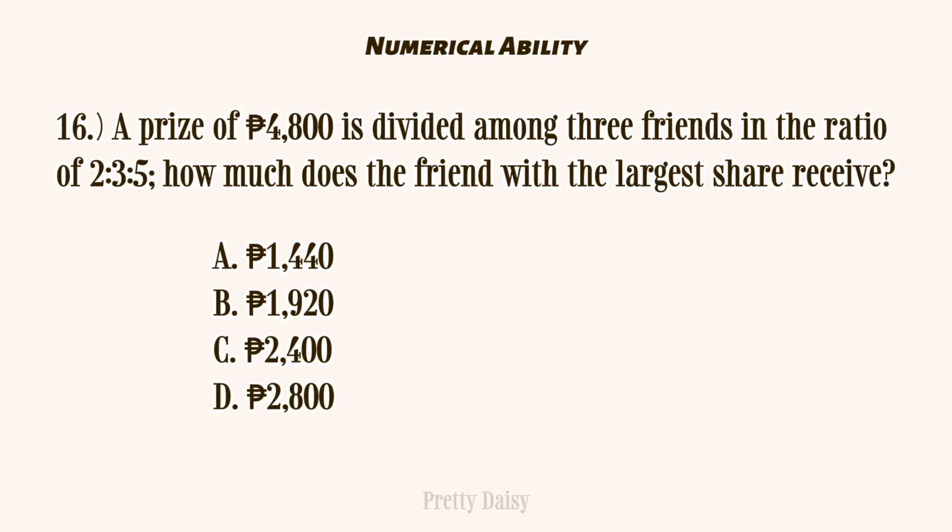16. A prize of 4,800 pesos is divided among 3 friends in the ratio of 2:3:5. How much does the friend with the largest share receive? A. 1,440 pesos. B. 1,920 pesos. C. 2,400 pesos. D. 2,800 pesos.